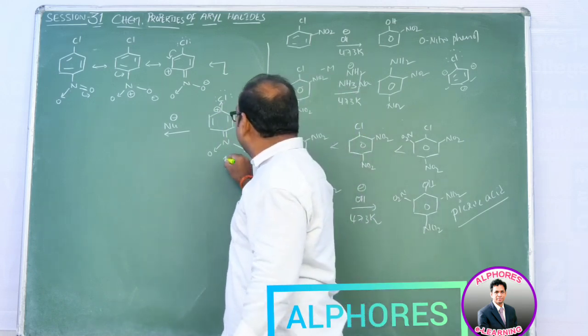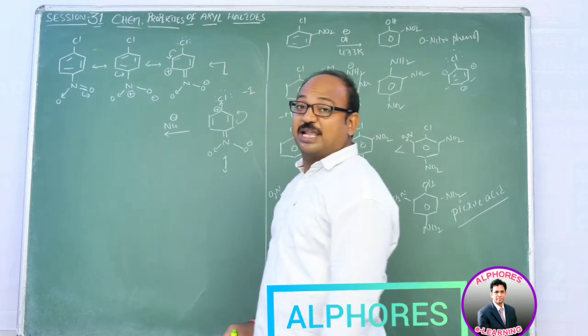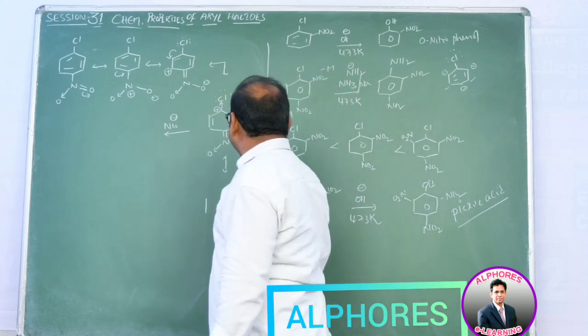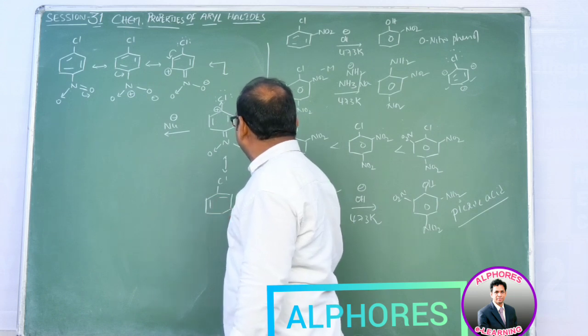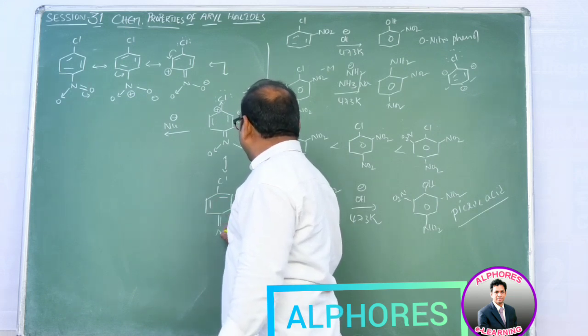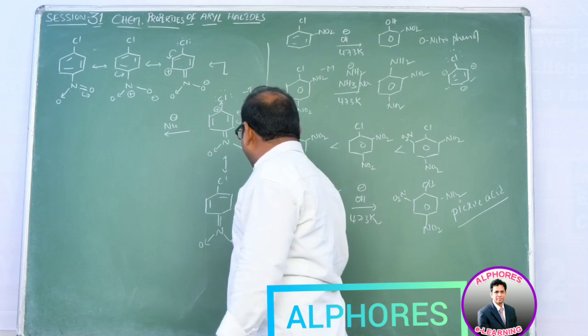And from here one more resonance structure is also possible by shifting these electrons. Again you get a similar structure: here a C-Cl single bond, here a pi bond, here a positive charge, and here a double bond to nitrogen, with negative O and O minus.